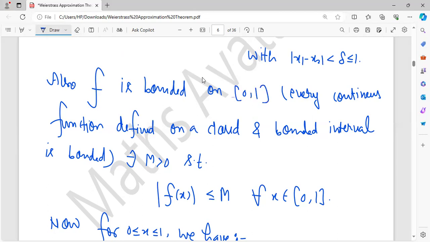Okay. So F is bounded on closed interval 0, 1. But outside closed interval 0, 1, F is 0. This implies what? That because outside closed interval 0, 1, F is 0, I can write this F belongs to R, because ultimately it is going to 0. Okay. So I can write like that.